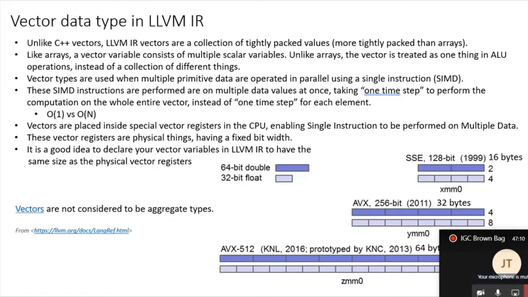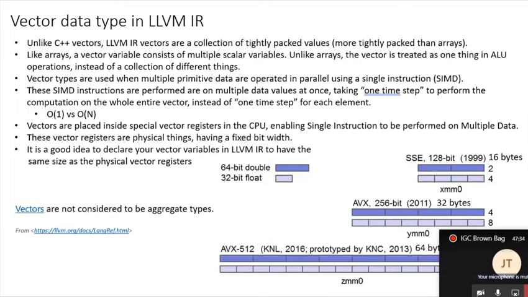Like arrays, a vector variable consists of multiple scalar variables. Unlike arrays, the vector is treated as one thing in ALU operations instead of a collection of different things. Vector types are used when multiple primitive data are operated on in parallel using a single instruction, which is called SIMD.